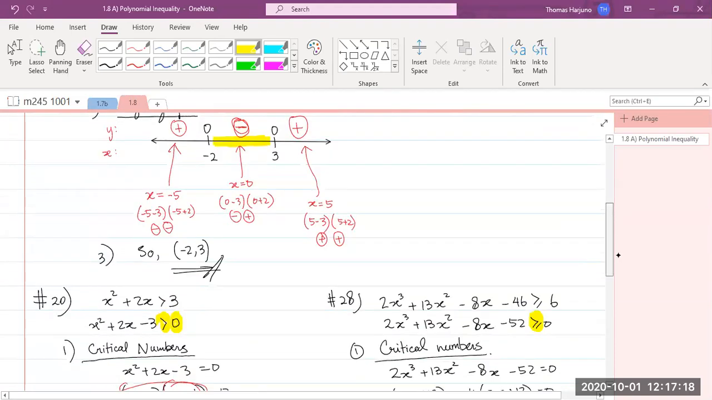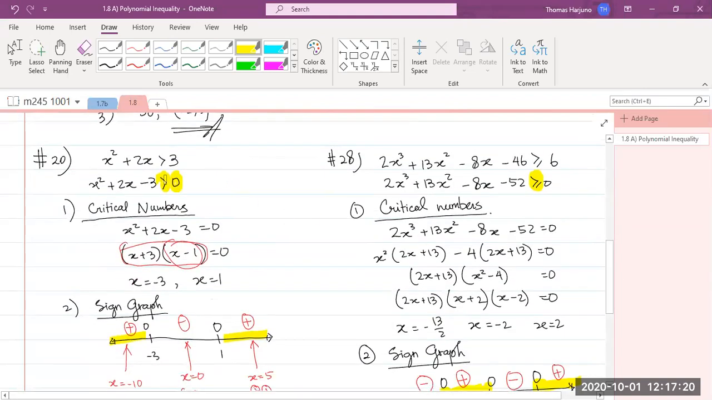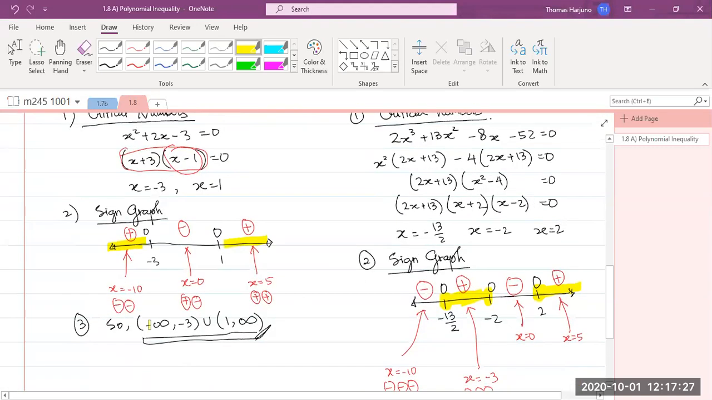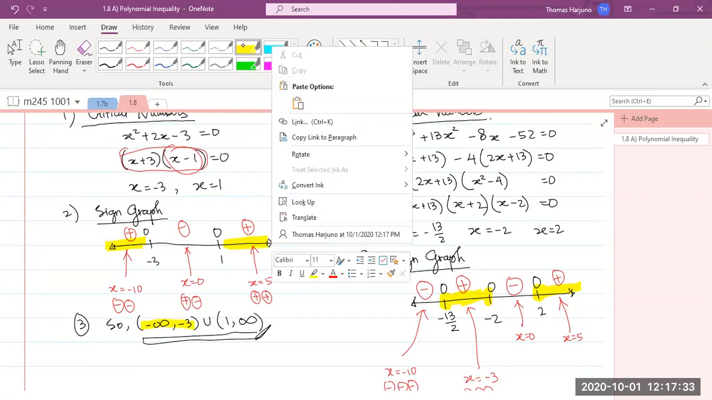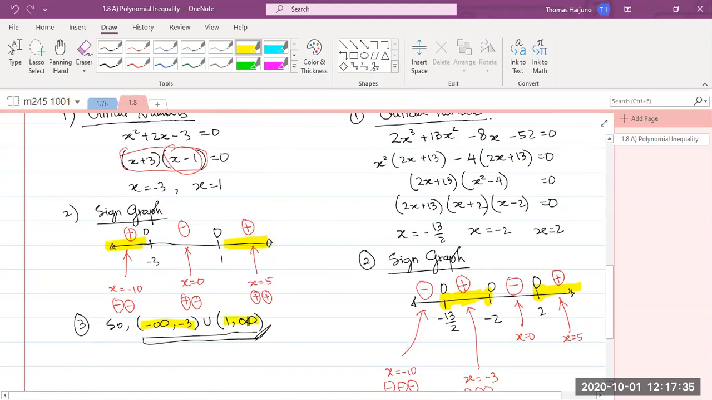Now in example 2, we want greater than 0. That's why I take the positive part: -infinity to -3, union 1 to infinity. Now let me go on.